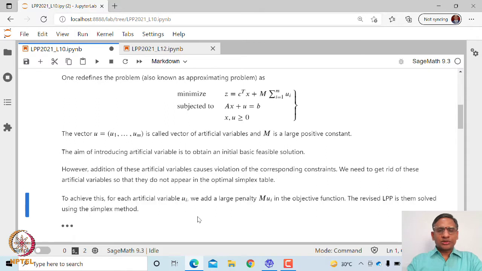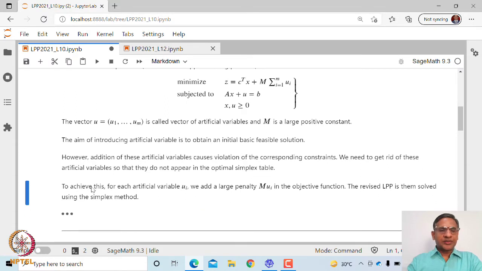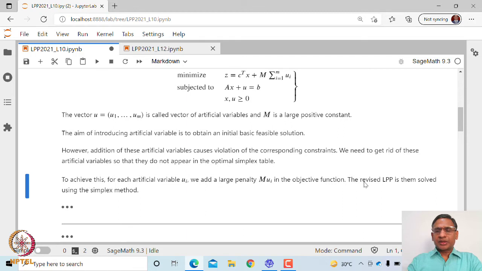Okay, so what do we do? As I said, to get rid of the artificial variables from each of these constraints, we need to add a very large penalty, which we write as M times Ui, in the objective function, right? And then we apply the simplex method.